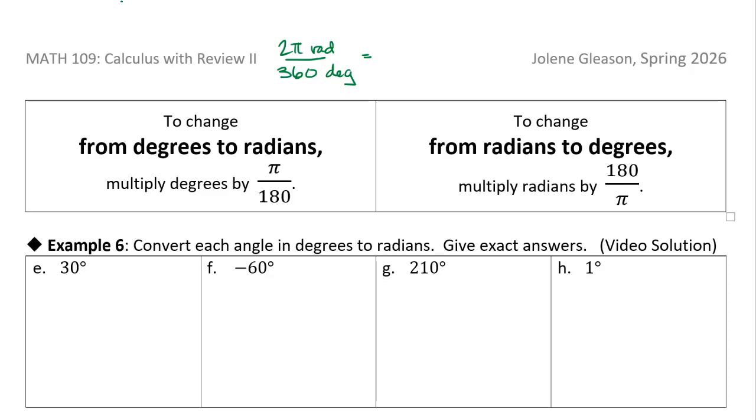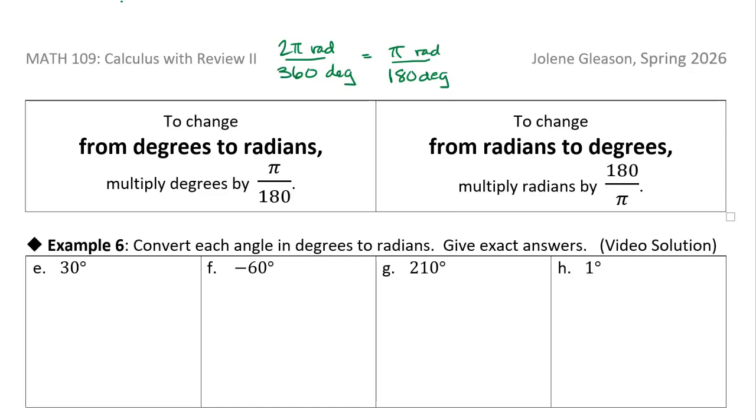That can reduce down to pi radians per 180 degrees. Okay, so to some extent you can do this with unit analysis, because I know there's pi radians in 180 degrees, which also means that there are 180 degrees in pi radians. So let's take a look at example 6 here. We just want to convert these angles from degrees to radians.